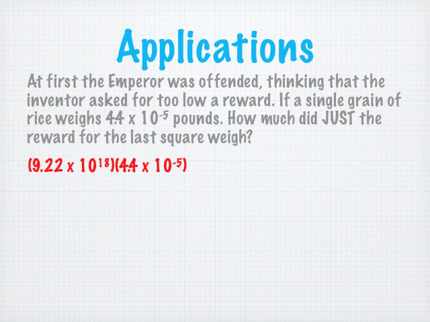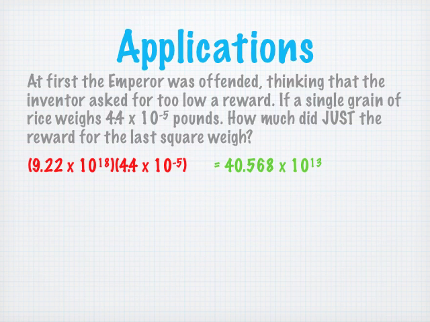And the next number is the weight for 1 grain of rice. So if we multiply those, we will have the weight of rice that's just on the very last square of the chessboard, not even the whole chessboard. So this is a perfect little scientific notation example, see? So we'll take our number times our number and get 40.568. The exponent times the exponent, 10 to the 18th, times 10 to the negative 5th, will be 10 to the 13th.